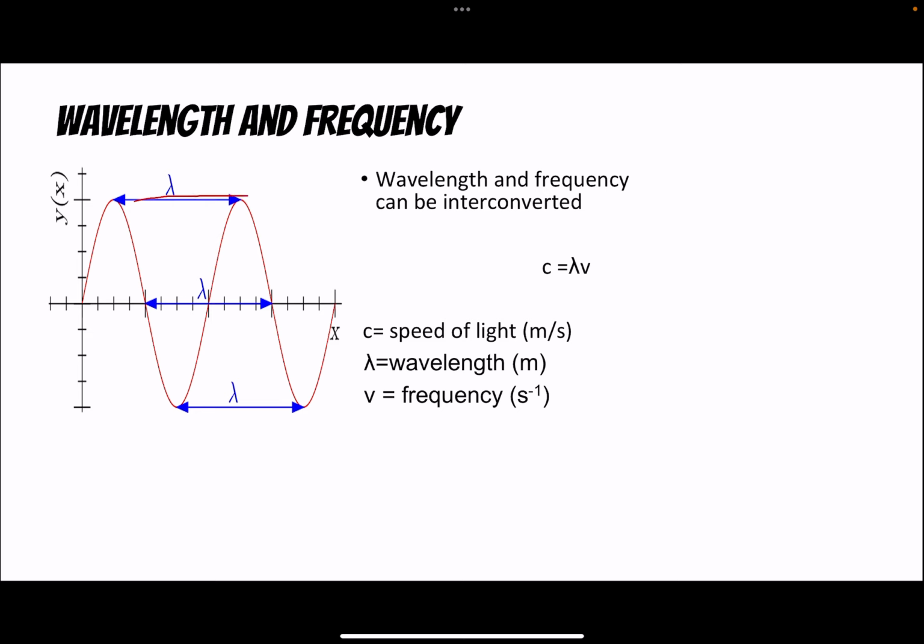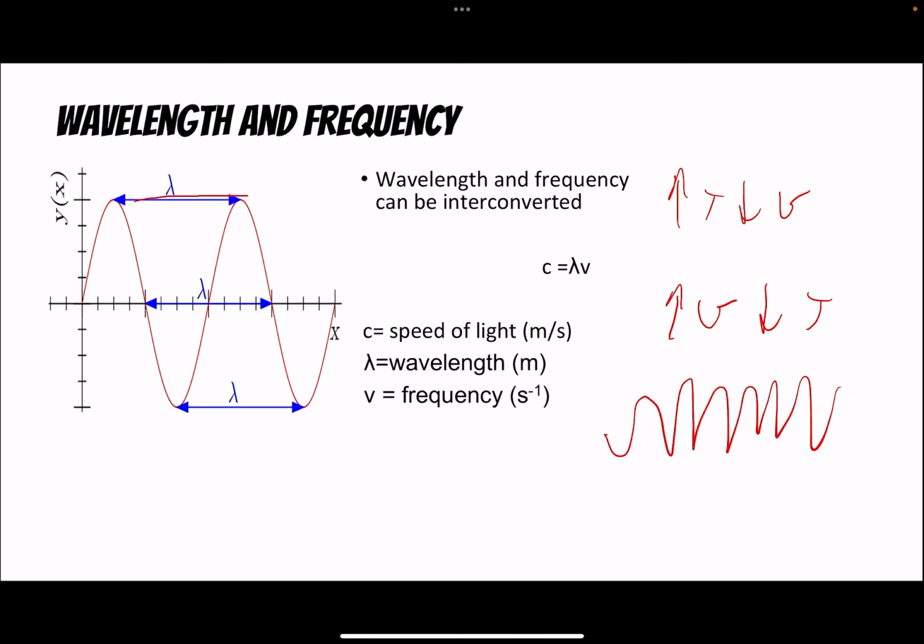So if you have a long wavelength, you have a low frequency. If you have a shorter wavelength, you're going to have a high frequency. This would be an example of high frequency, boom, boom, boom, boom, all over the place. And this would be more of a long wavelength, running out of room.